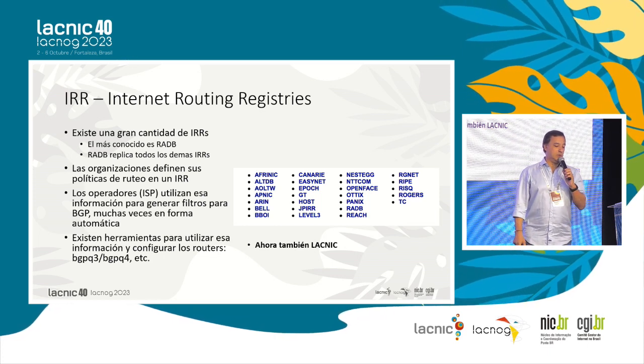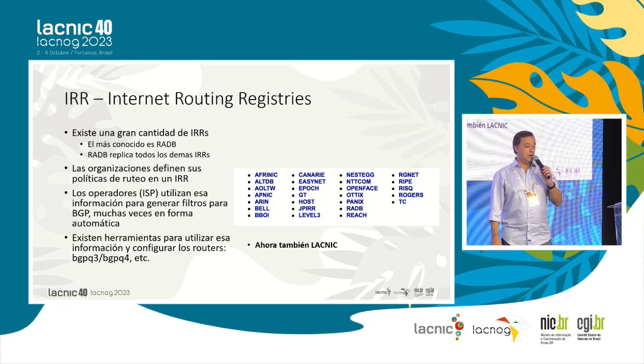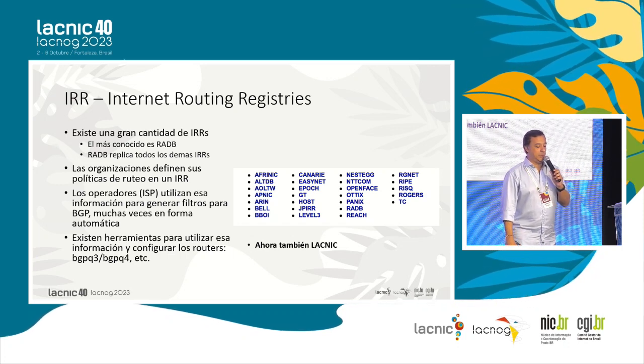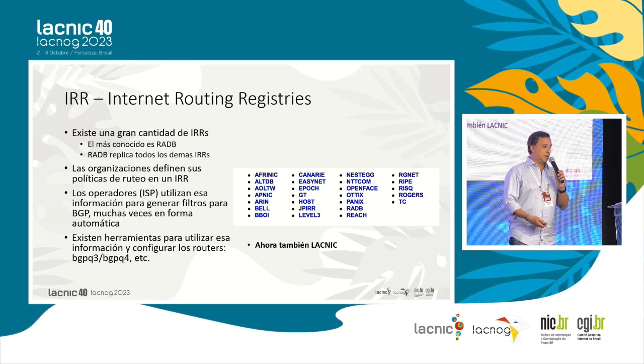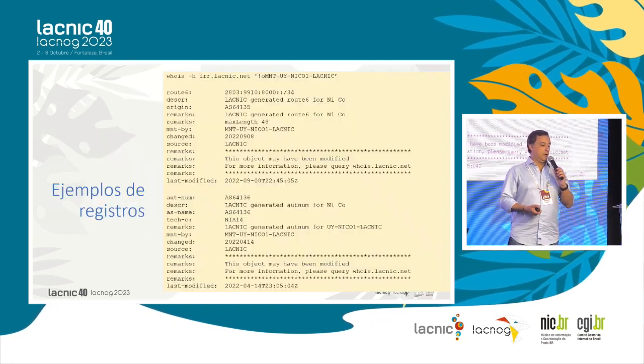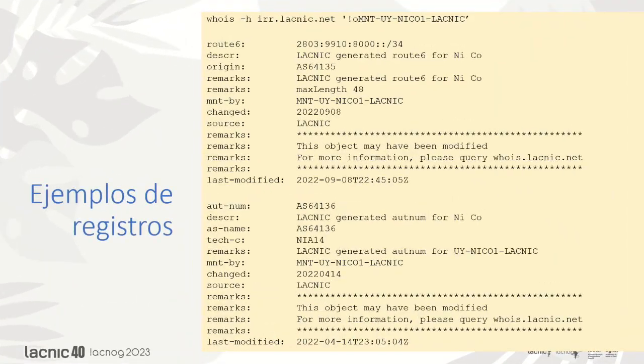This is a list of the most well-known IRRs. As you can see, most of the regional registries such as ARIN, RIPE, APNIC, they all have their own IRRs. And so do we. One of the examples of IRR registries are these. This is an example. And this allows us to associate a network prefix with an origin AS. So this is all we need to know, basically.